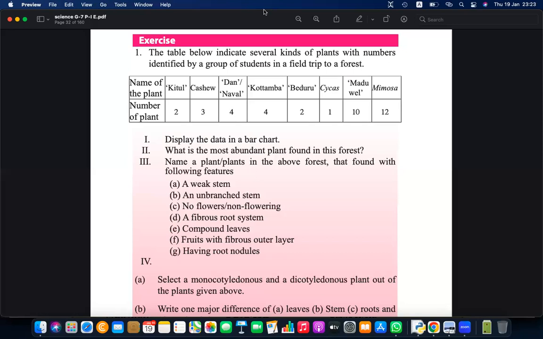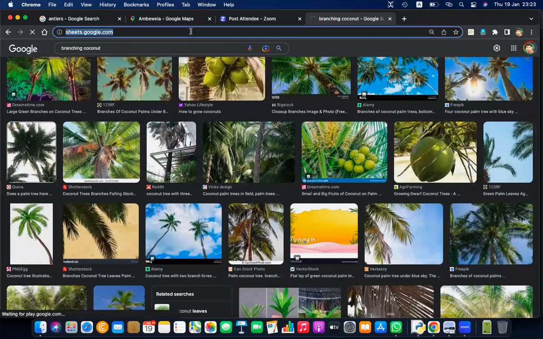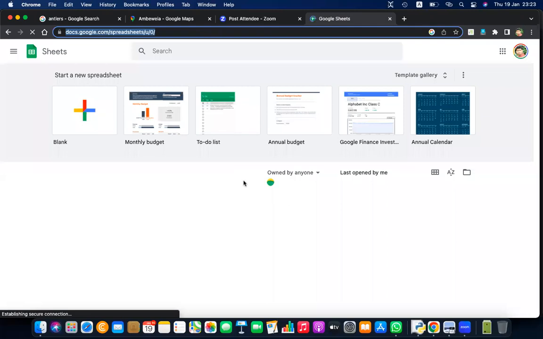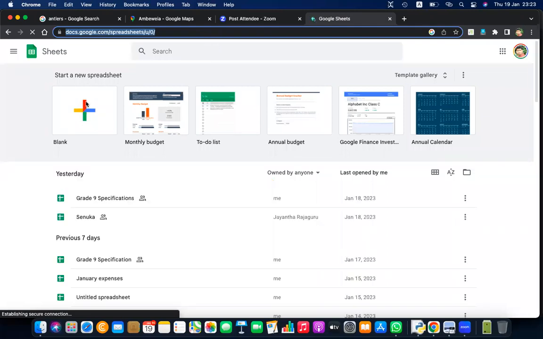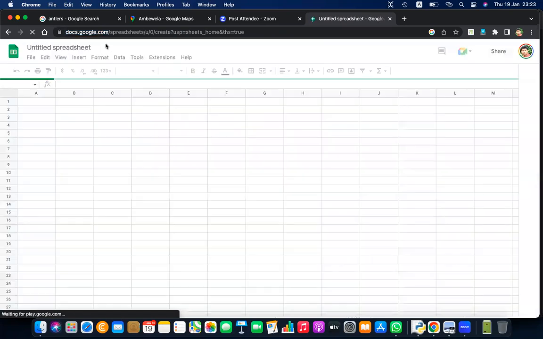Okay, let's do this. Do you know how to create a bar chart using this? Let's create a table using Excel, and let's do it using IT, right? Okay, so let's go to sheets.google.com. You can also visit sheets.google.com. Sometimes it asks you to sign in. If you have a Gmail account, yes, you can use that sign in option. I have sent you the link. Then click on the new sheet and it will create a new one.